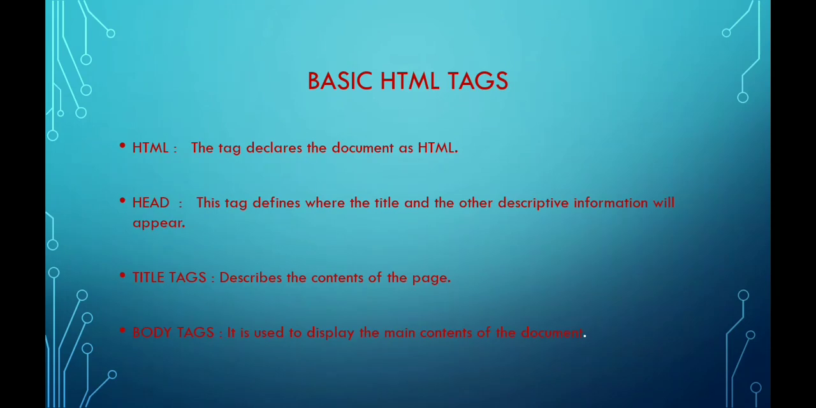The basic HTML tag, that is an HTML, means begin of the program and end of the program. It will indicate to the browser this is an HTML file, start of HTML file and end of the HTML file. Then the head tag defines where the title and the other description information will appear on the head. Then again title tag, where you will give the title of your program. Then body, where you will write the actual program which you want to be displayed on your screen.